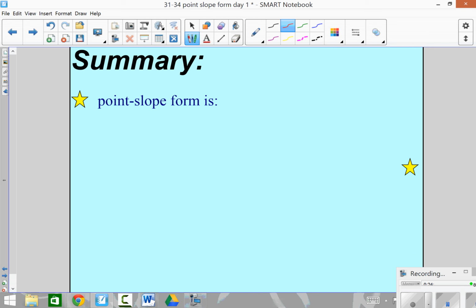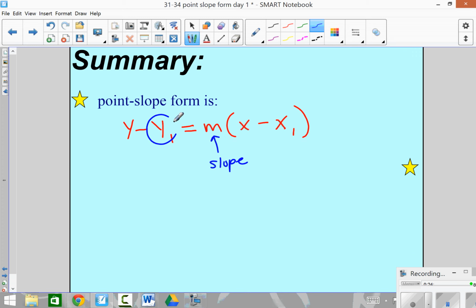Okay? So summary here, wrapping this up. I know this is a long lesson, but there's a lot of information to be explained and worked through here. Point slope form, make sure you have this written down correctly, is y minus y1 equals m times in parentheses x minus x1, close parenthesis. Keep in mind, there's your slope, and there's your ordered pair. That's your ordered pair x1 and y1. So keep that straight there.